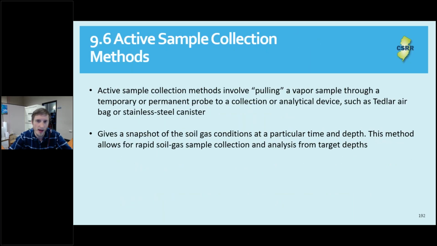So we have the active sample collection methods. Like I said at the very beginning, an active sample collection methodology involves pulling a vapor sample through a temporary or permanent probe to the collection device or analytical device. This gives us a snapshot of the soil gas conditions at a particular time and depth, and this method allows for rapid soil gas collection and analysis from the targeted depths. Next slide, please.